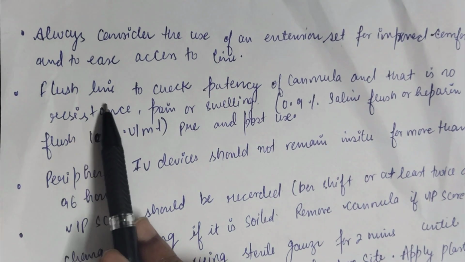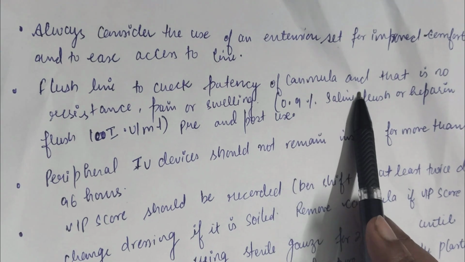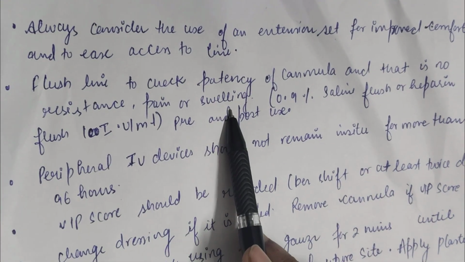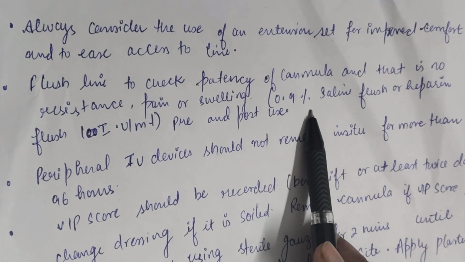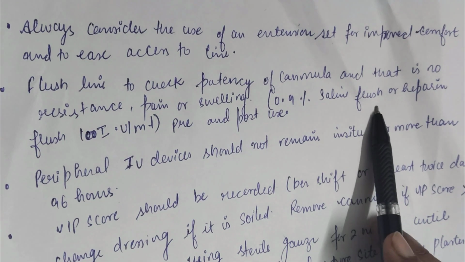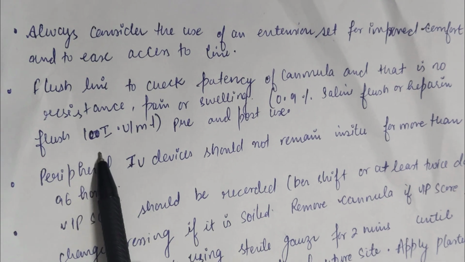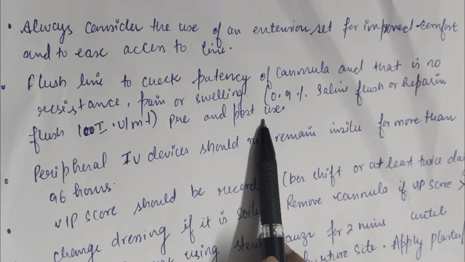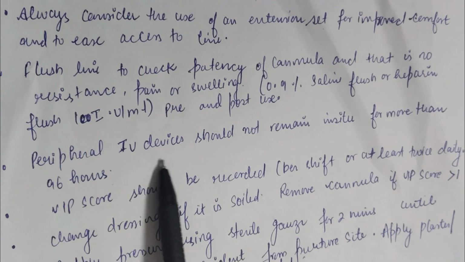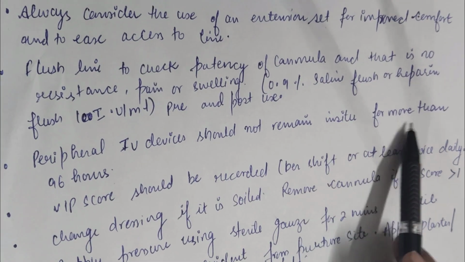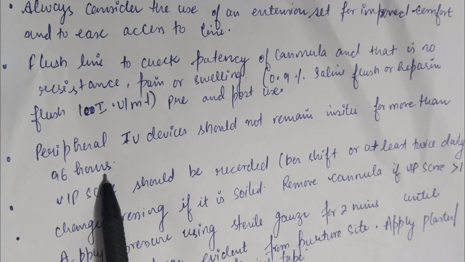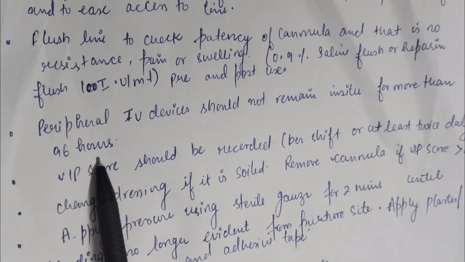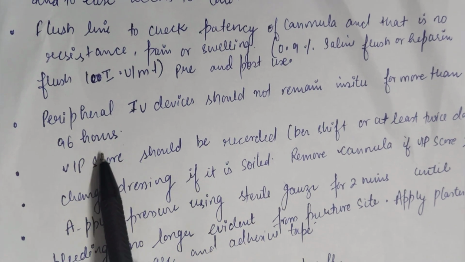Okay, next is flush the line to check patency of the cannula, meaning there is no resistance, pain or swelling. So always flush the line with 0.9% saline flush or heparin flush, that is 100 international units per ml, both pre and post time. Then, peripheral IV devices should not remain inserted for more than 96 hours. So these lines can be used up to 96 hours only. After that we have to remove it and reinsert a new cannula.